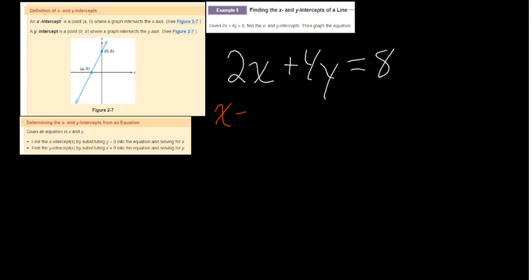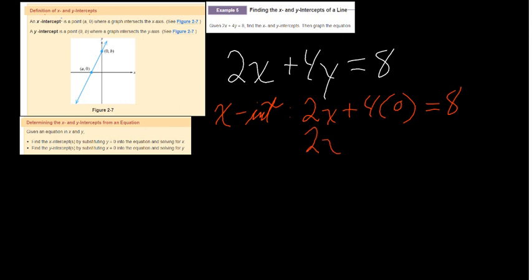Alrighty, so it reads: find the x and y intercepts. My equation is 2x plus 4y is equal to 8. We're going to find the x-intercept, and in order to do that, I have to set y equal to 0. So let's denote that we're looking for the x-intercept. It's going to be 2x plus 4 times 0 is equal to 8. And then we have 2x is equal to 8, or x is equal to 4.